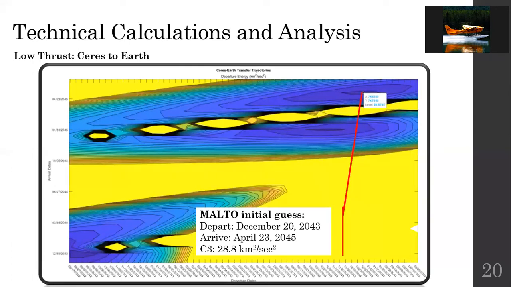This shows the Ceres to Earth porkchop plot initial guess dates. The departure is December 20th, 2043, and the arrival is April 23rd, 2045, with a C3 energy of 28.8 kilometers squared per second squared. For these porkchop plots' initial guess dates, we assumed an upper and lower bound of 60 days. Slide.